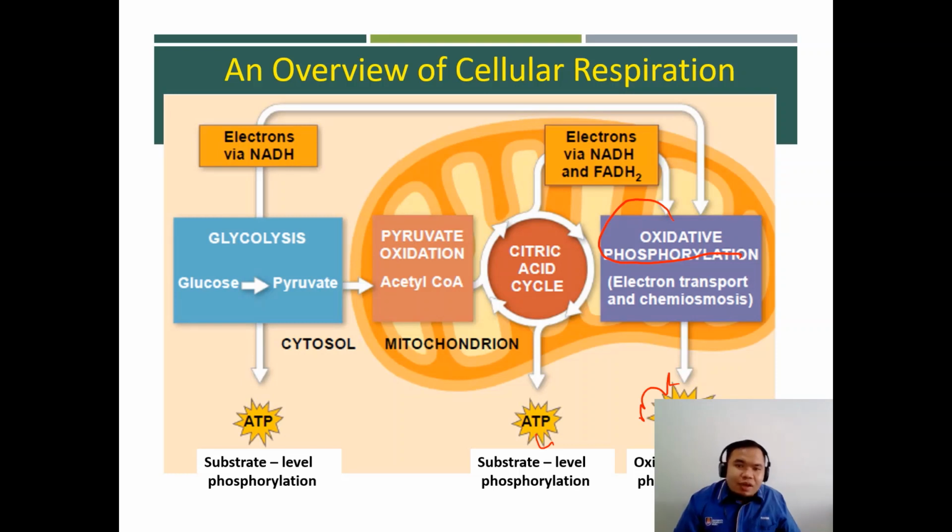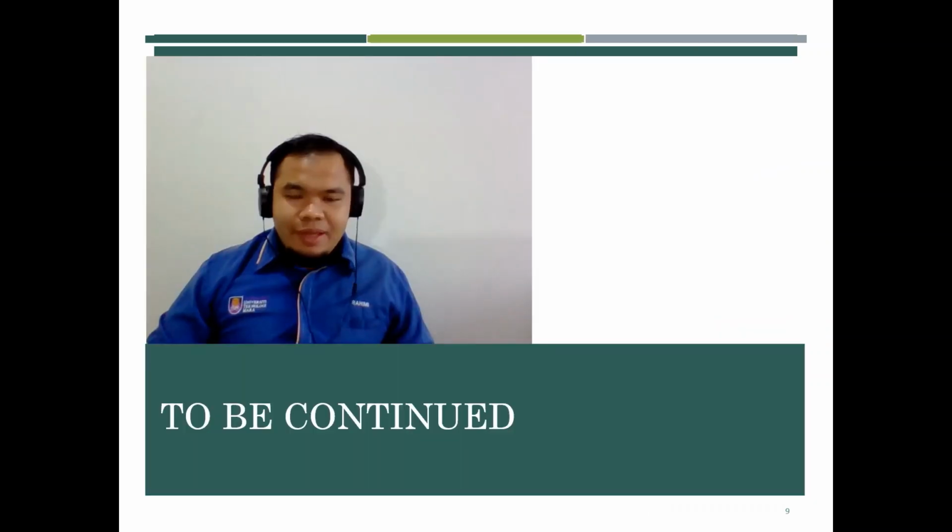So this is the overview. Hopefully with the aid of this diagram, you have an insight into what you are expected to learn: glycolysis, pyruvate oxidation, the citric acid cycle, and oxidative phosphorylation. So we've completed the overview of cellular respiration, and we will continue in the next session.